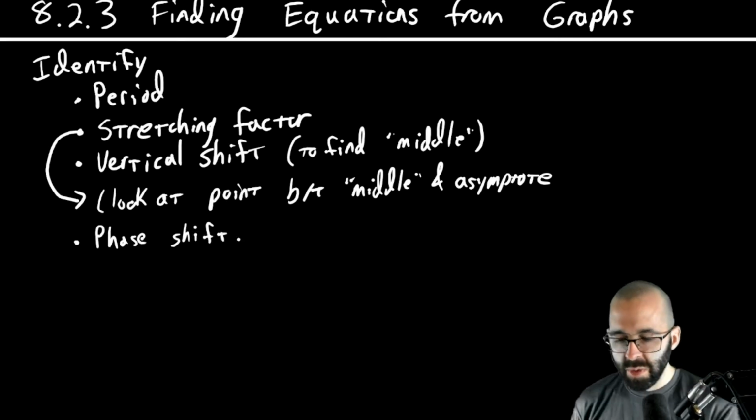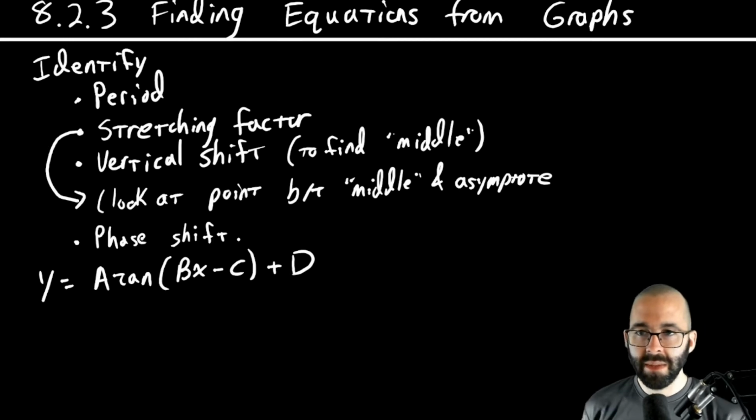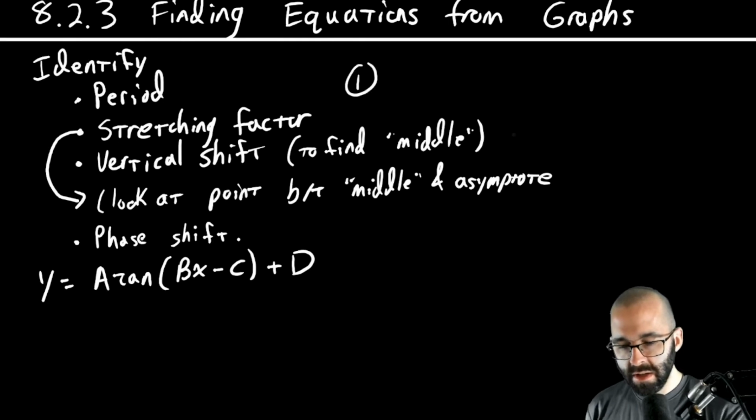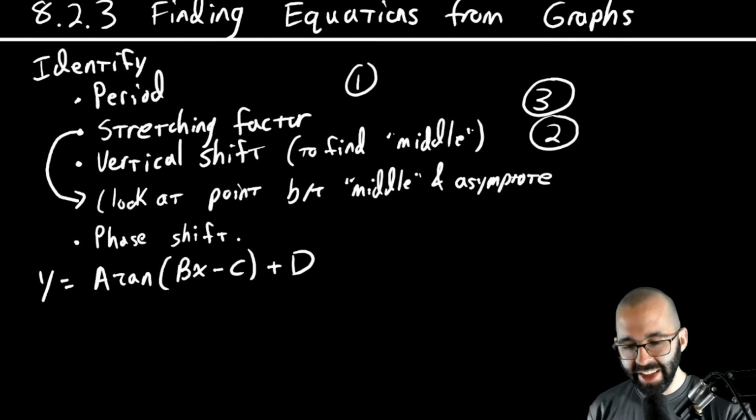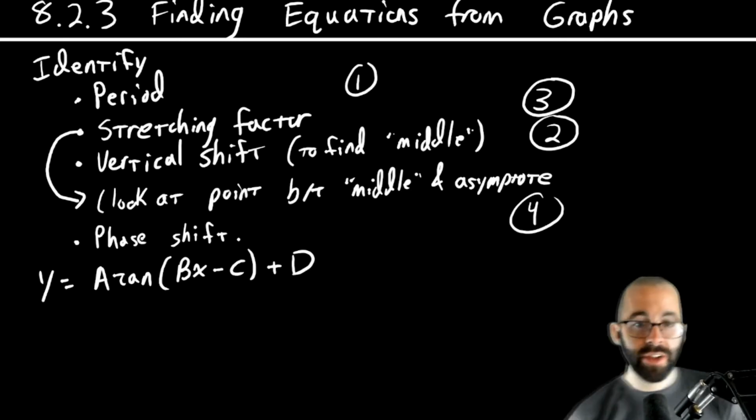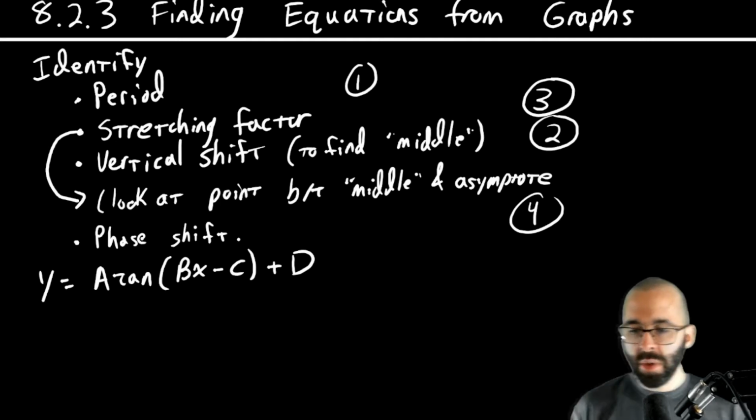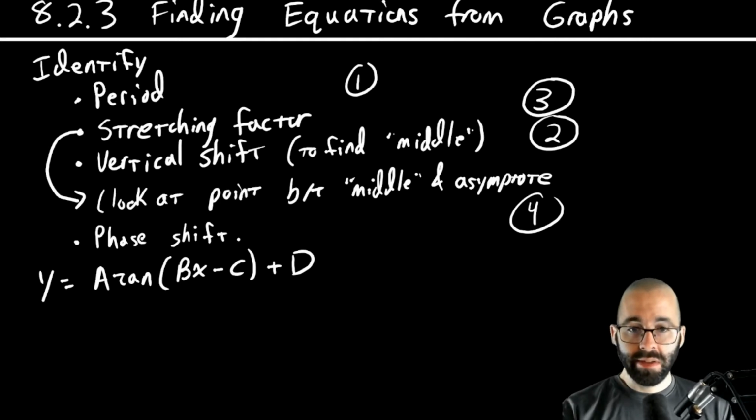All right, and once we can do all that, well, the formula is A times tangent of bx minus c plus d. All right, so let's do this. Again, this is step 1, step 2, step 3, and step 4. You don't have to follow them exactly, but it can be a good order to go through them if you want.